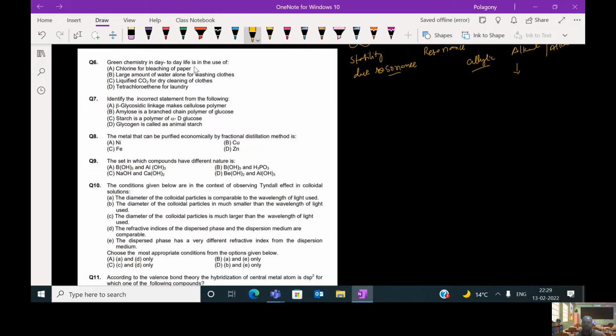So chlorine for bleaching is not suggestible. Large amount of water alone for washing, so cleaning is not done properly. Liquefied CO2 for dry cleaning clothes. Recently, it has been started. Liquefied CO2 for dry cleaning is a good method, so this is not harmful, and it doesn't cause pollution. Tetrachloroethene for laundry causes pollution, and so the most appropriate one is C, liquefied CO2 for dry cleaning clothes we use.